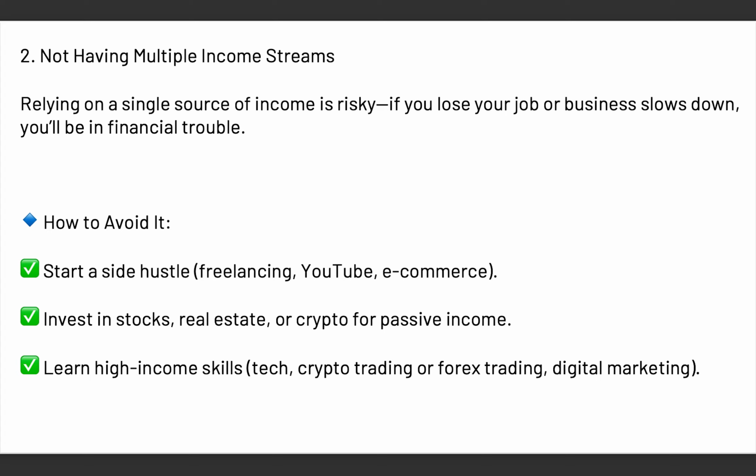Try different things. Now, the second way to avoid this mistake is to invest in stocks, real estate, or crypto for passive income. So instead of relying on your day job, just take out of your salary or money from your business and invest it in stocks, real estate, crypto. And these assets can give you passive income for life. Now, the third way to avoid this mistake is to learn high income skills. So you can learn tech skills, crypto trading, or forex trading, or learn digital marketing, and so on.